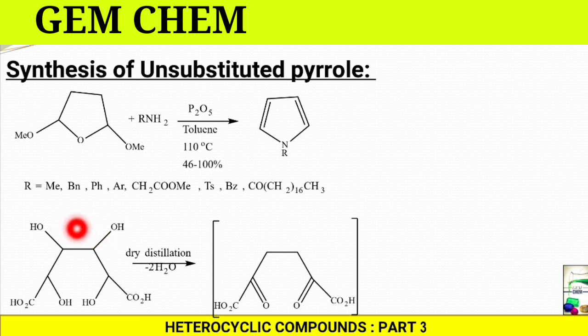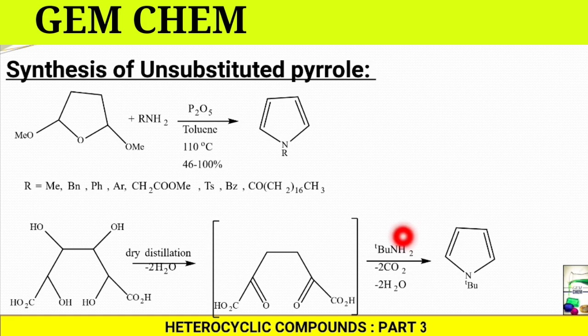See here, we have taken this molecule and you can see in this part you have CO2H. Now on dry distillation, what happens is that this OH and this OH are lost along with the hydrogen present, as a result of which here we get a diketone. Now on losing 2 carbon dioxide as well as 2 water, we get N-butyl pyrrole, and in this case 2 moles of CO2 and 2 moles of water are lost, and the reagent which is added is tertiary butyl NH2.